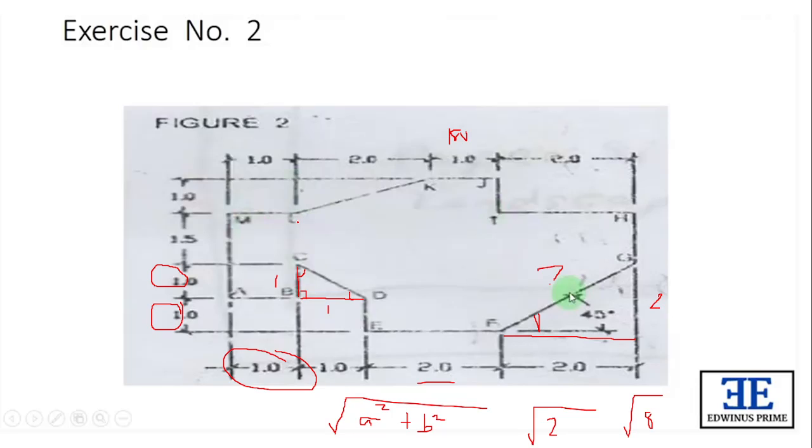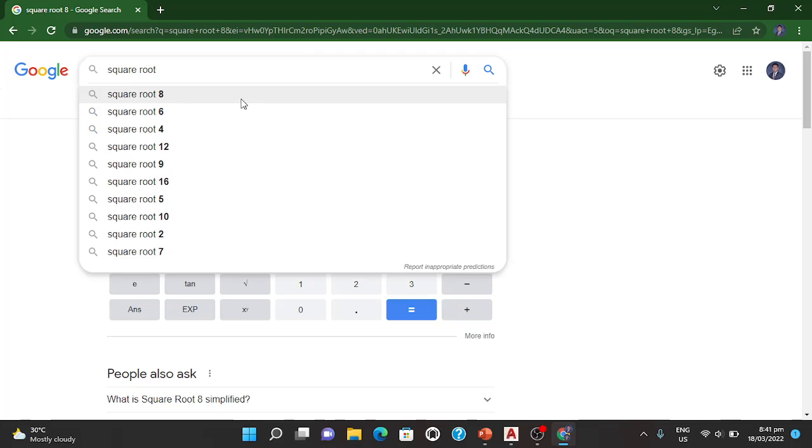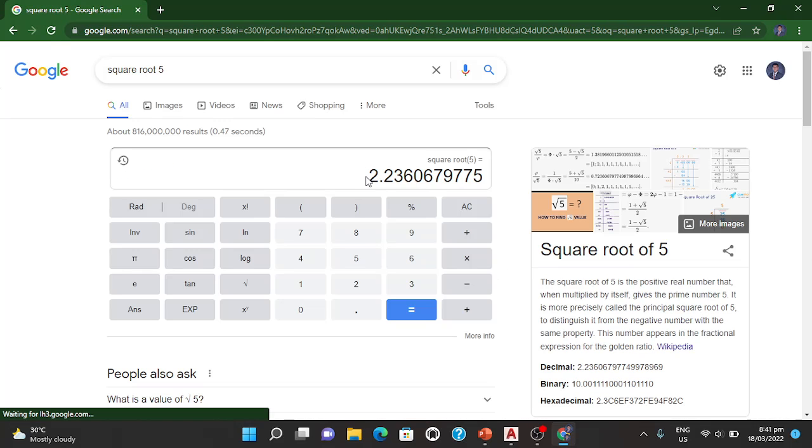Okay. So from this one, we have point K to point L. Point K to point L has a horizontal distance of 2, and a vertical distance of 1. The length of point K to point L is unknown. So to find the distance of point K to point L, let's apply the Pythagorean Theorem. We have a squared plus b squared, so 2 squared plus 1 squared. We will get 4 plus 1, which is equal to square root of 5. So let's input square root of 5.